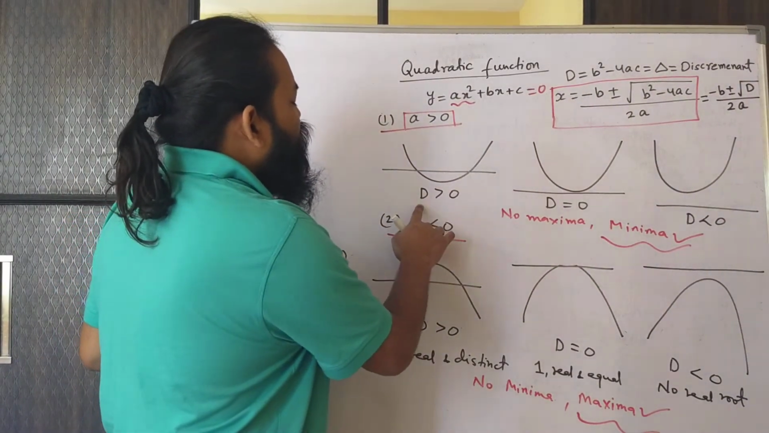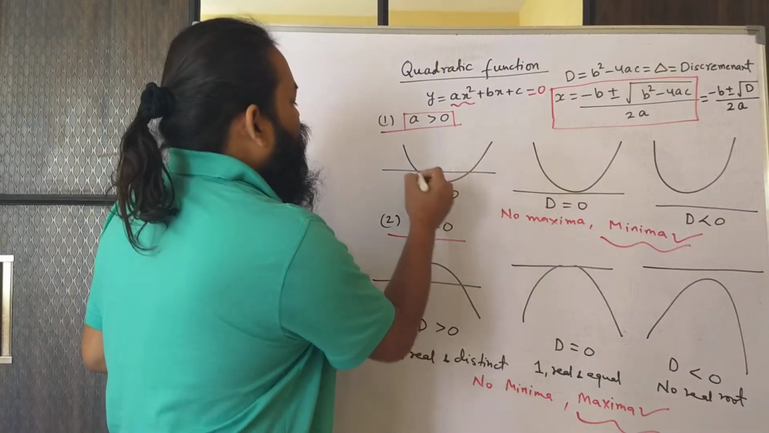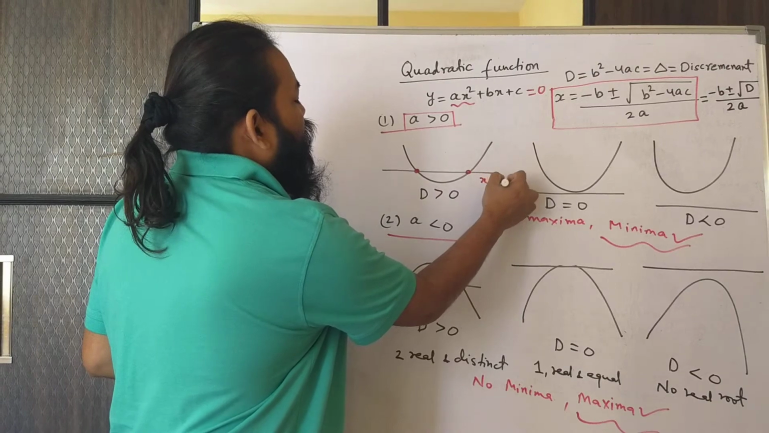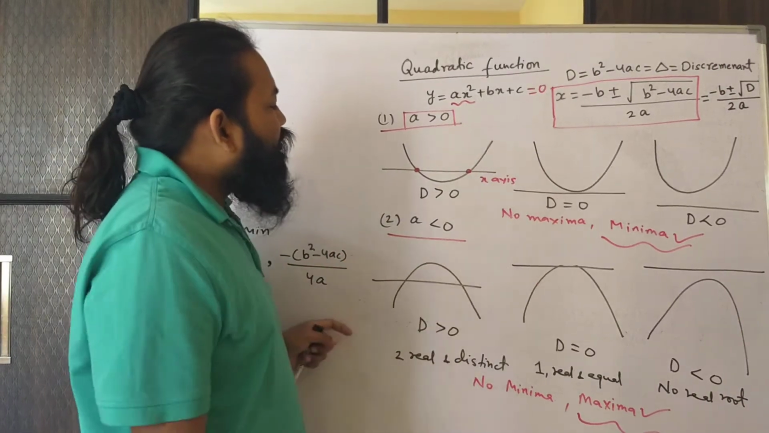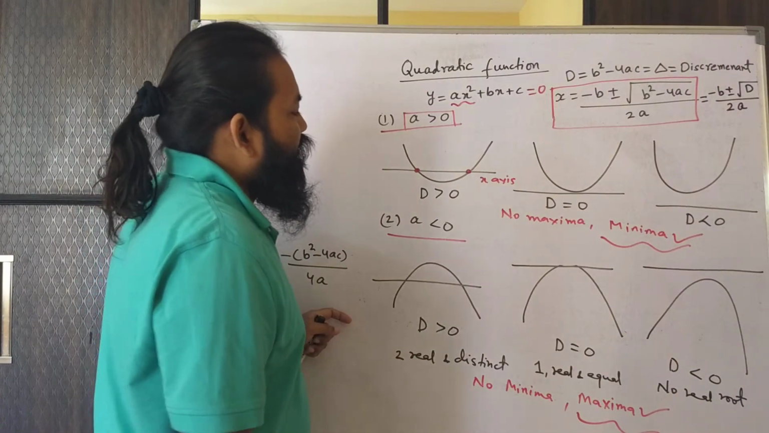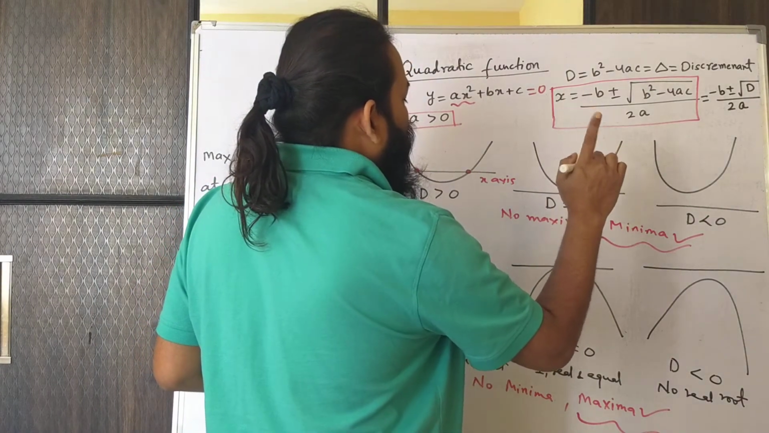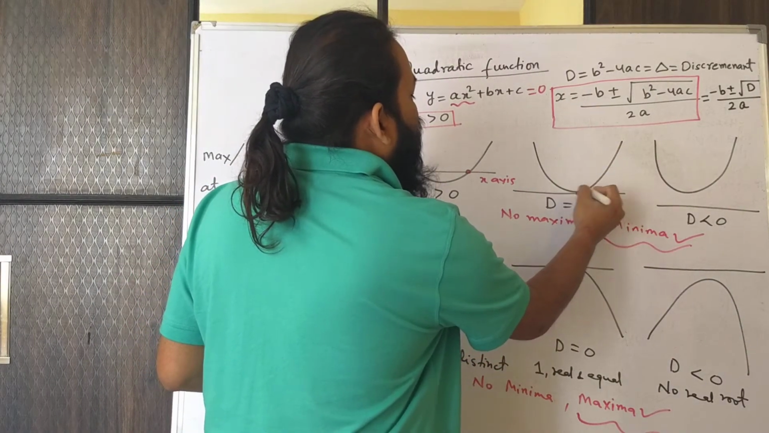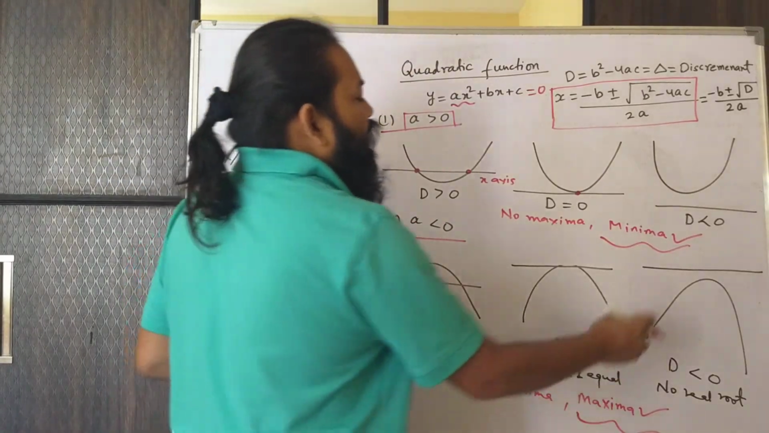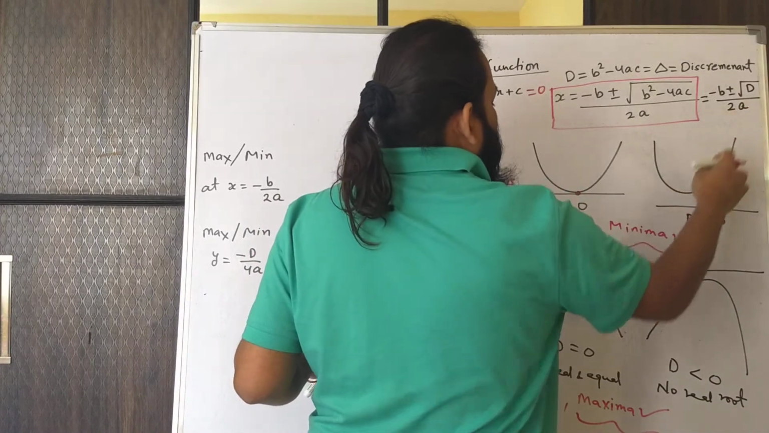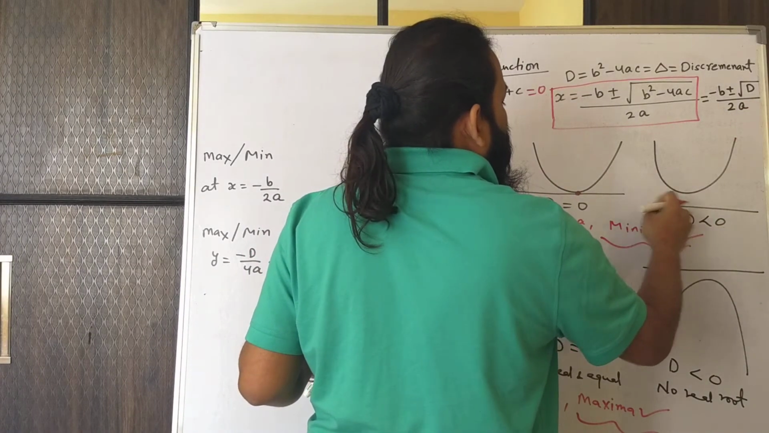So when D is positive, you will have two roots. So the graph will cut the x-axis at 2 points. When D is equal to 0, you have one root, or rather two real and equal roots. So the graph will just touch it. And when D is less than 0, the graph is always positive. So there is no real root.